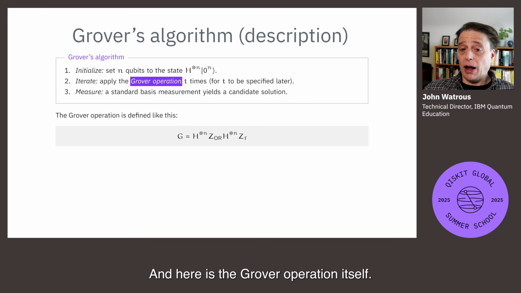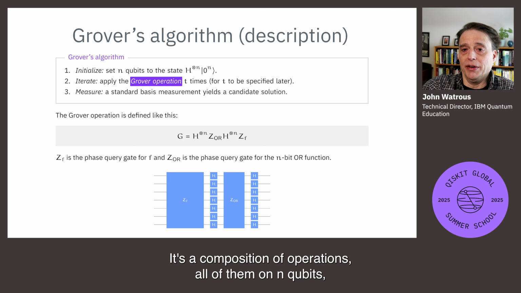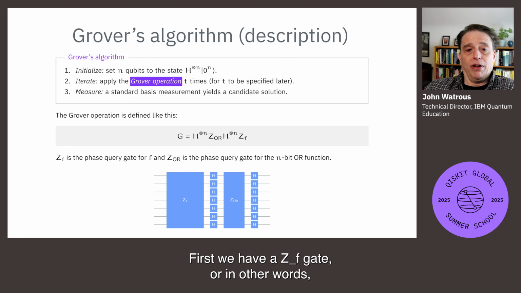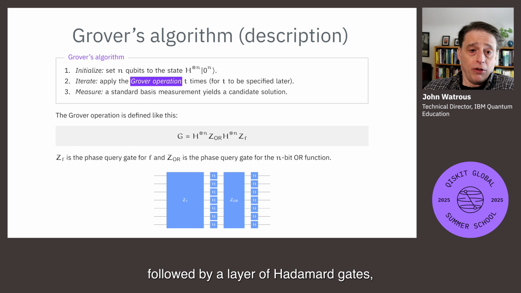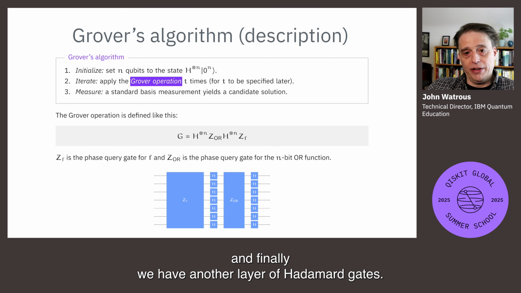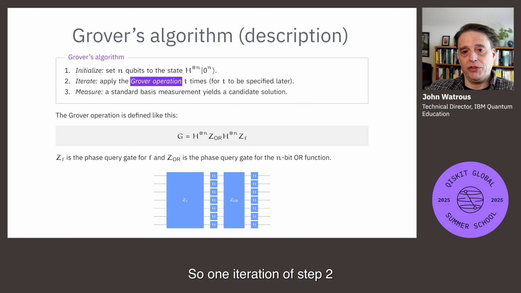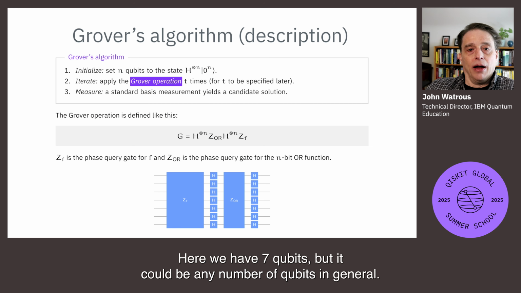And here is the Grover operation itself. It's a composition of operations, all of them on n qubits, so this is an n-qubit operation. First, we have a ZF gate, or in other words, a phase query gate for the input function f, followed by a layer of Hadamard gates, and then we have Z-OR, which is the phase query gate for the OR function, and finally, we have another layer of Hadamard gates. So one iteration of step 2 can be implemented by a circuit having the form that's shown here on the slide. And here we have 7 qubits, but it could be any number of qubits in general.